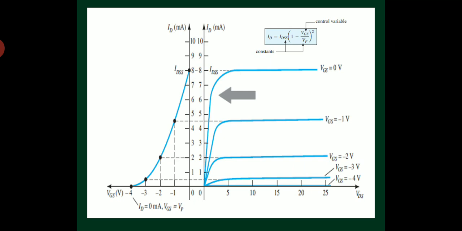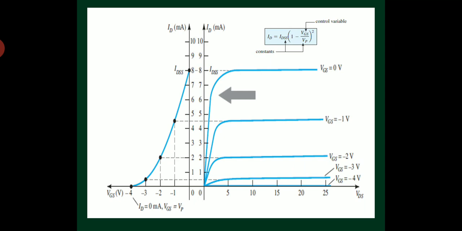So what is VP then? It is the voltage VDS at which the current becomes constant. This is called VP, the pinch off voltage. It is also a constant for a given FET. So IDSS is constant and VP is constant, and VGS is the input voltage.